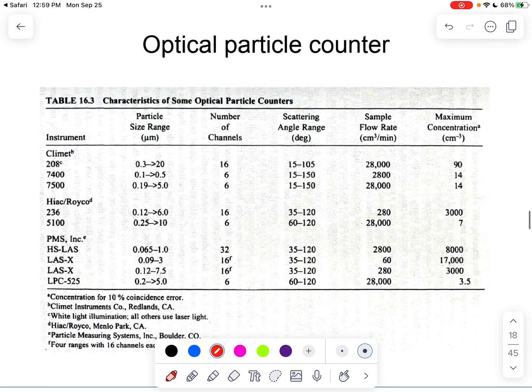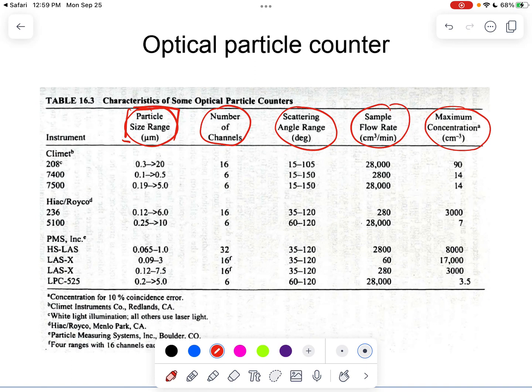Okay, so these are different types of optical particle counters, and then regarding the size range that they could measure, how many channels for the particle sizing, what angles they're using, sample flow rate, and then also the maximum concentration. So you can see that for these OPCs, they have a limited size range, right? This is shown in micrometers. So they cannot really see particles below 0.1 micron. Okay, maybe this instrument can, but it's actually just above 90 nanometers, right?